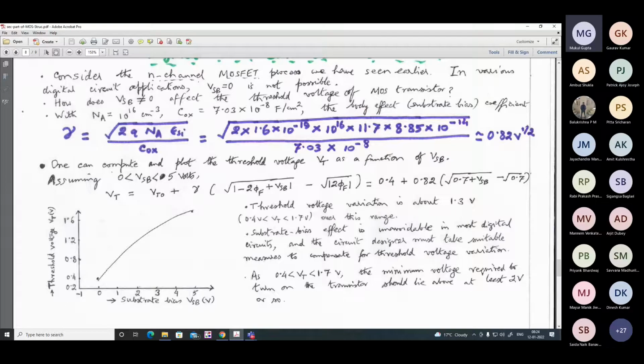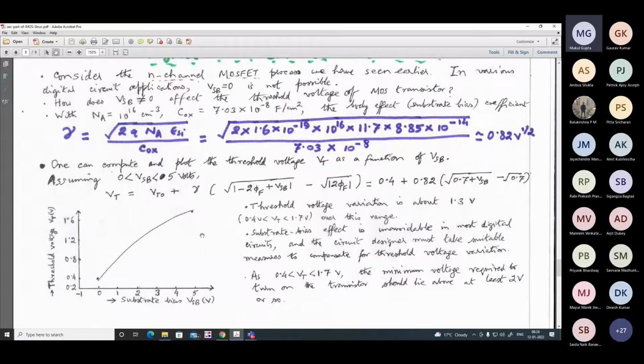Now, substrate bias effect is almost unavoidable in most digital circuits. See, not all the NMOS transistors will you find with the source and body both at ground potential. It goes without saying that for all the NMOS transistors used in the circuit, the substrate or body is definitely connected to ground potential, the most negative potential in the circuit. But the source need not always be connected to the substrate potential, that means grounded.